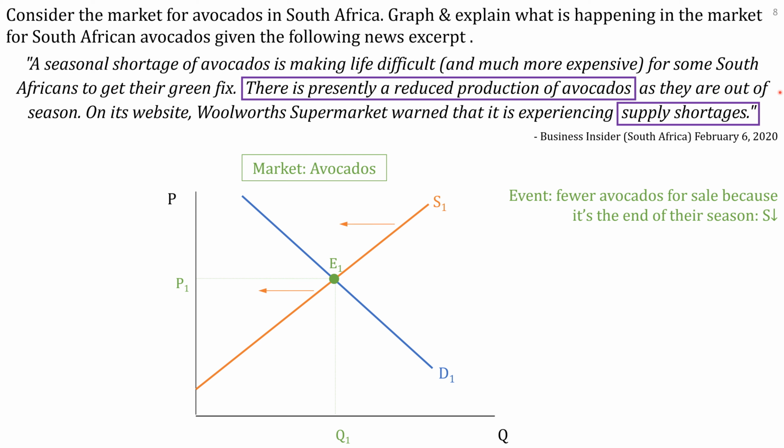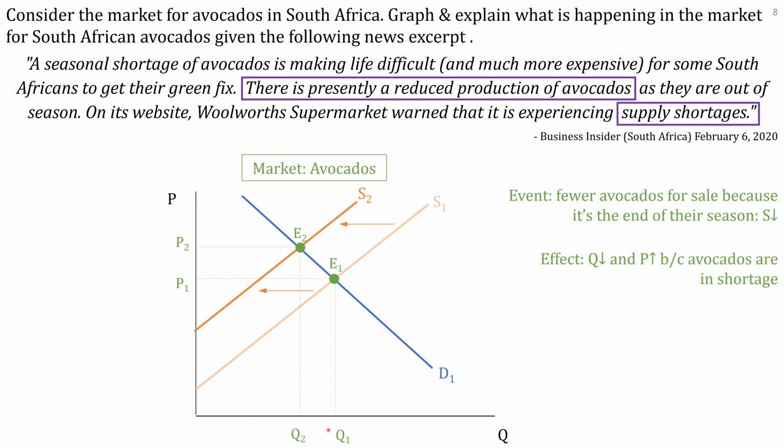So what you do is you draw arrows toward the left. That means a decrease in supply. You get a new curve and you find your new equilibrium with the corresponding price and quantity. If you compare P1 and P2, you're going to see that the price is going up. If you compare Q1 and Q2, you see that the quantity is going down. Why? Because there's a shortage, right? Because of the shortage, the price goes up.